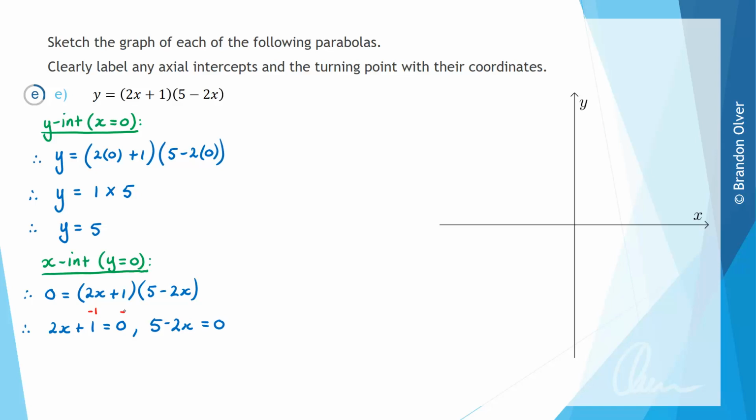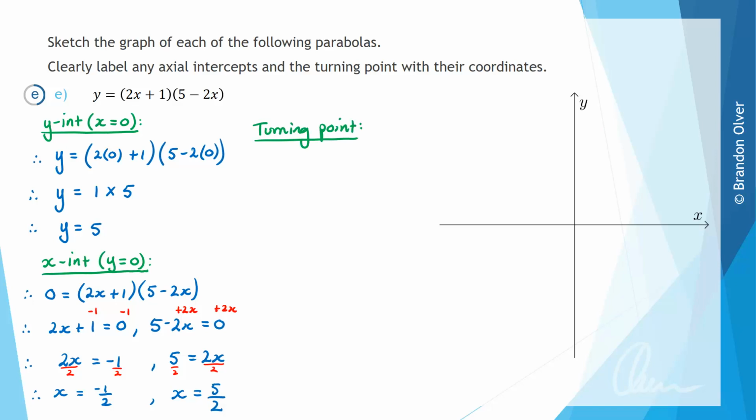If we subtracted 1 from the first equation to start us off, we'd find that 2x is equal to minus 1, and then dividing both sides by 2, we find that our x-intercept occurs at minus 1/2. The second x-intercept, we could add 2x to both sides of this equation, and that would give us 5 is equal to 2x, and then dividing both sides of that by 2, we find that the other x-intercept is at positive 5 over 2.